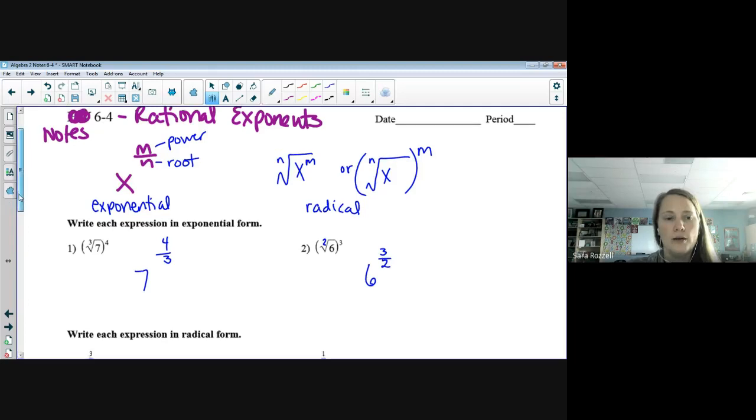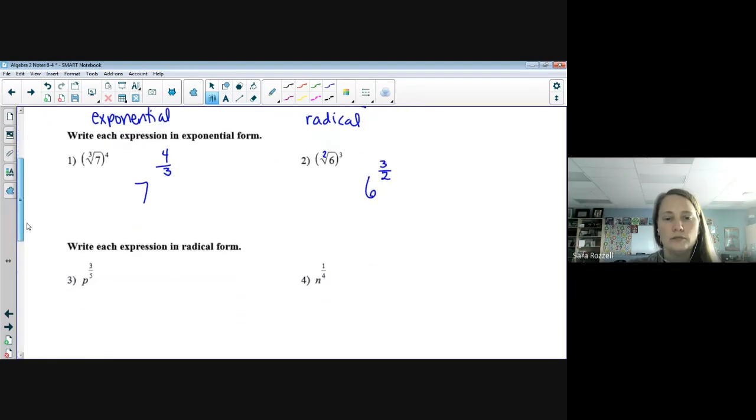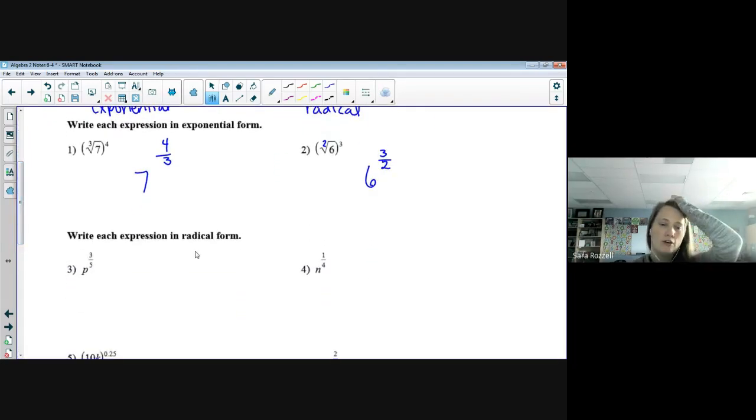Okay. All right, we're going to go in reverse. Now they ask us for radical form, so I'm going to go ahead and write my radicands. I say radicant. Just kidding. That was a bad joke. So what is our base that we're going to put inside of our root?